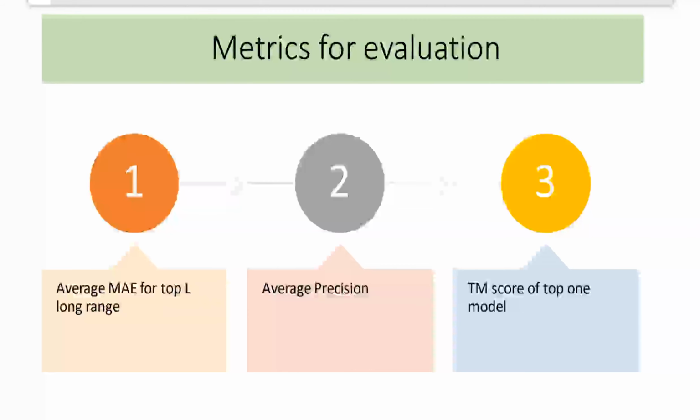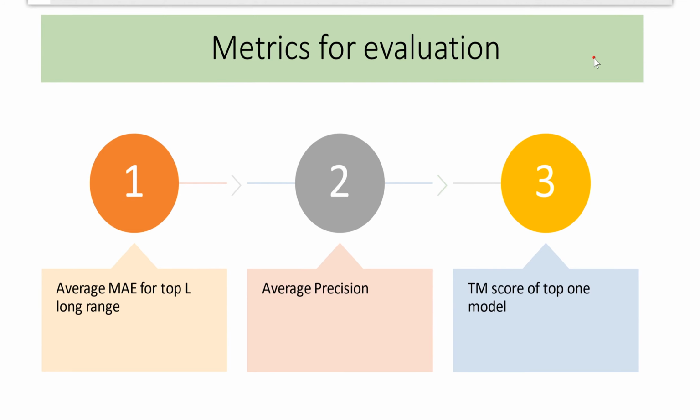How are we going to evaluate our performance? The CNNs are formulated as a regression task, and we are going to predict the inter-residue distances. There are three metrics known in the literature. First is mean absolute error, also called mean average error, specifically the mean absolute error of top L long range. This is a new term coming in. Another is average precision, and then the TM score of the top one model. Okay, so this is from the literature.